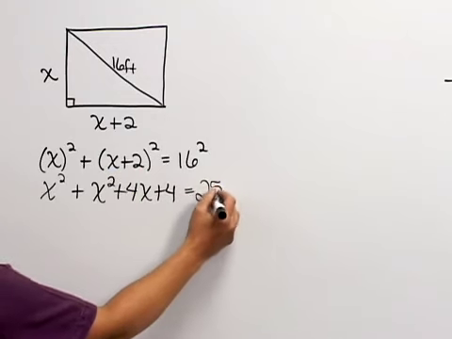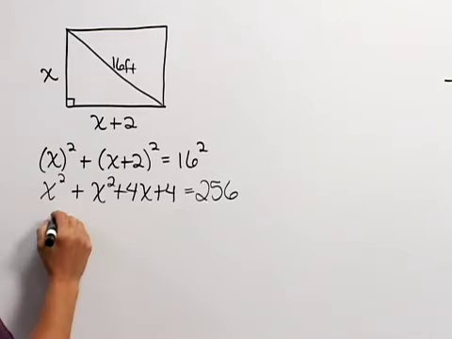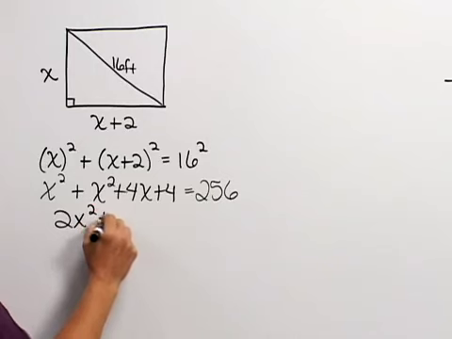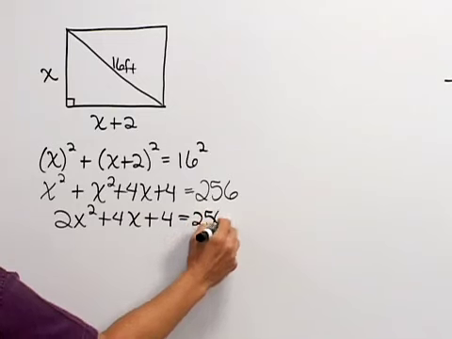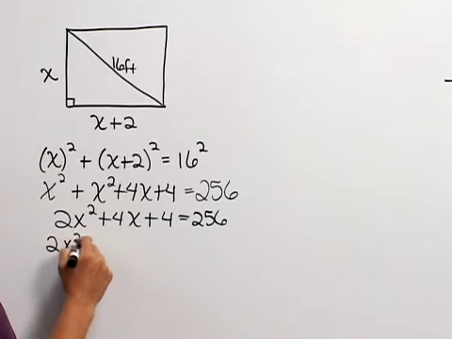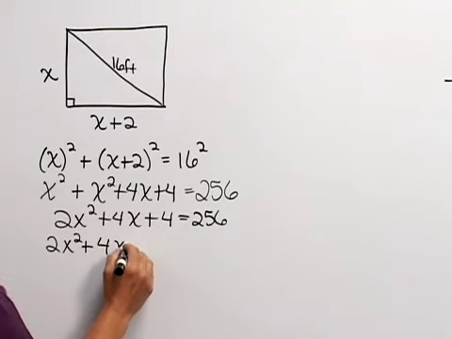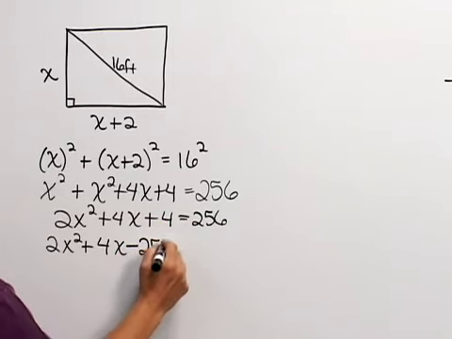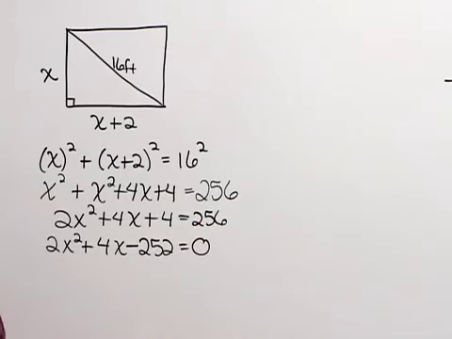16 squared is 256. Now if I combine these two, I get 2x squared plus 4x plus 4 equals 256. If we subtract 256 from both sides, we get 2x squared plus 4x, and then 4 minus 256 gives negative 252, and 256 minus 256 gives 0. Now I notice that 2 goes into everything, so let's divide everything by 2.